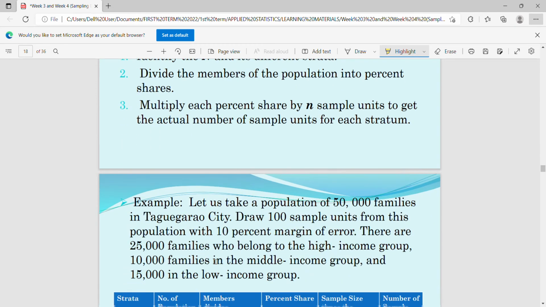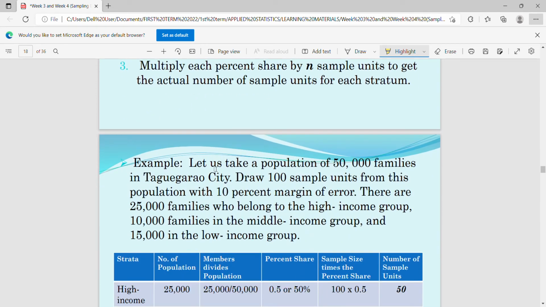So, for this example, let us take a population of 50,000 families in Tagigaraw City. Draw 100 sample units from this population with 10% margin of error. There are 25,000 families who belong to the high income group, 10,000 families in the middle income group, and 15,000 in the low income group.